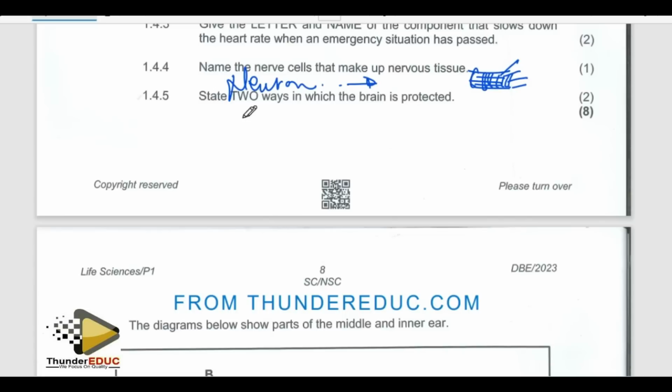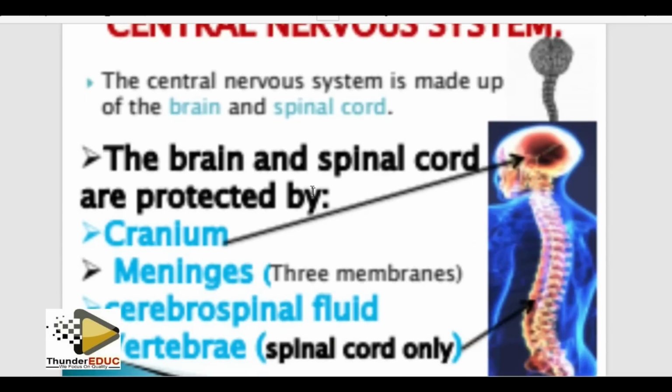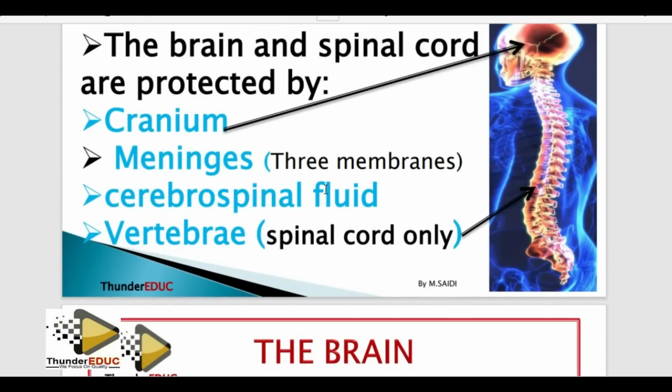Number 2 is the meninges. These are the 3 membranes found around the brain, which you call the pia mater, dura mater and arachnoid. We don't talk about them, just know the meninges. Then you go to the cranium, and then the cerebrospinal fluid. Those are the 3 ways in which the brain is protected. Even the distinction material says it here: cranium, meninges, cerebrospinal fluid. Simple.